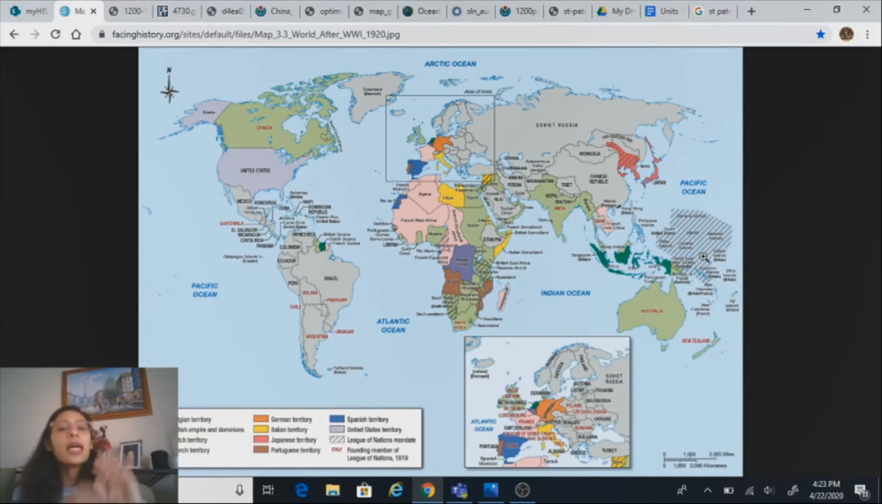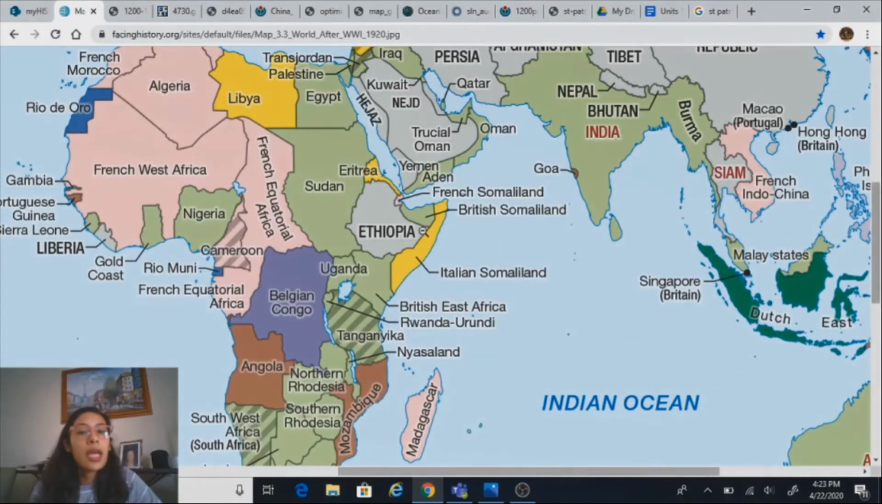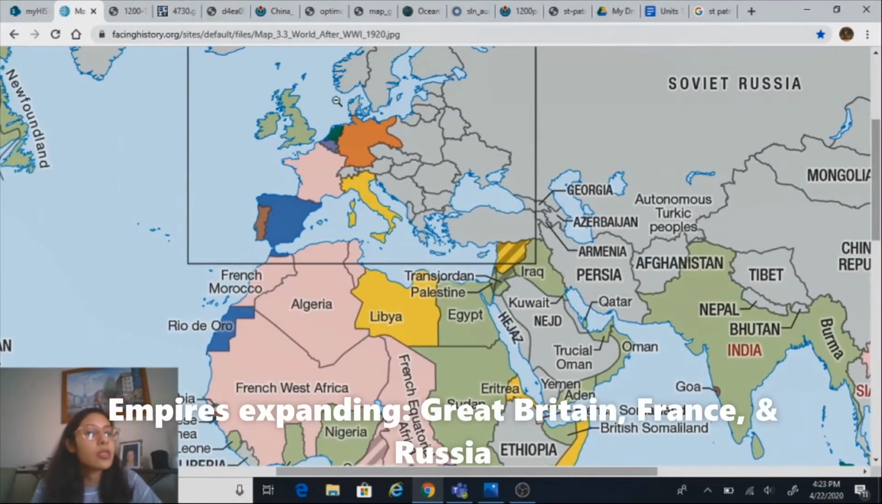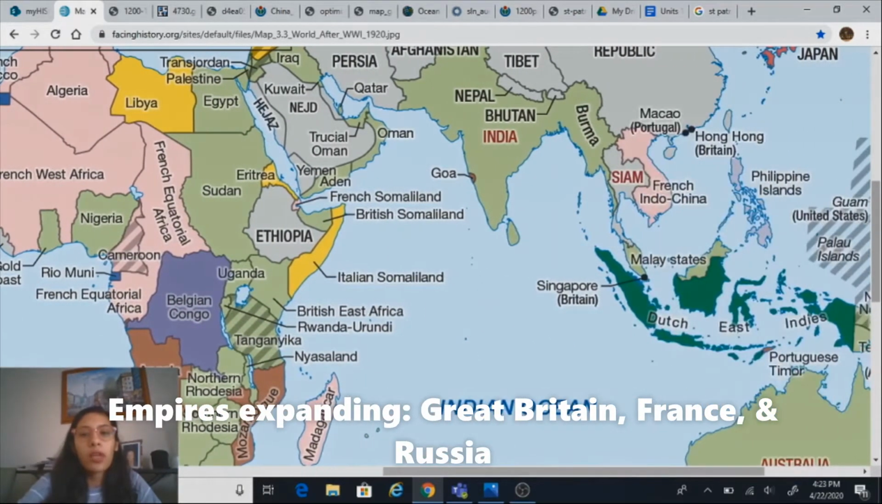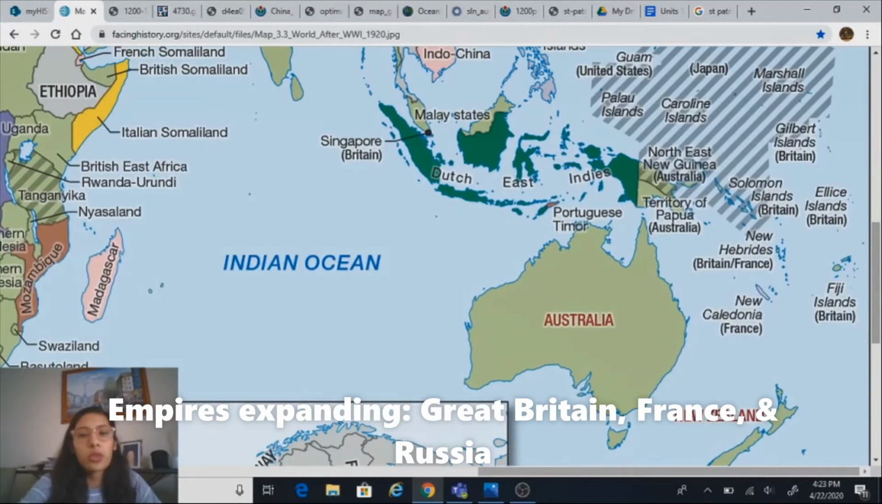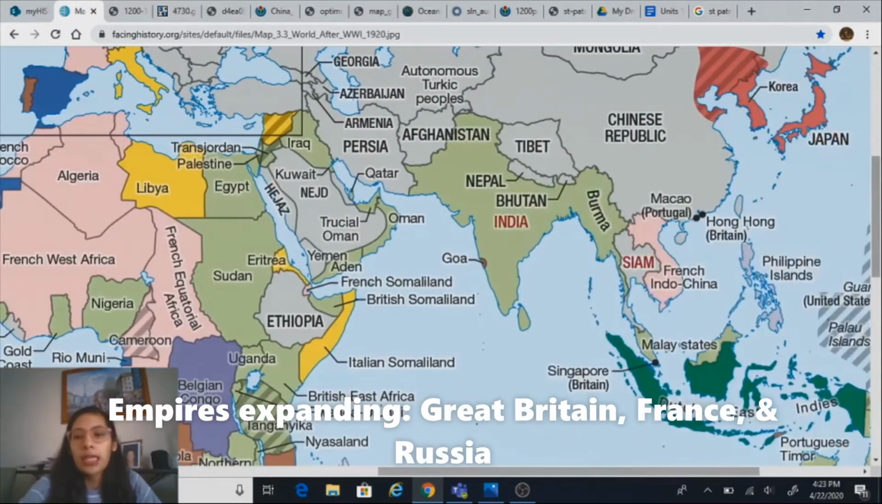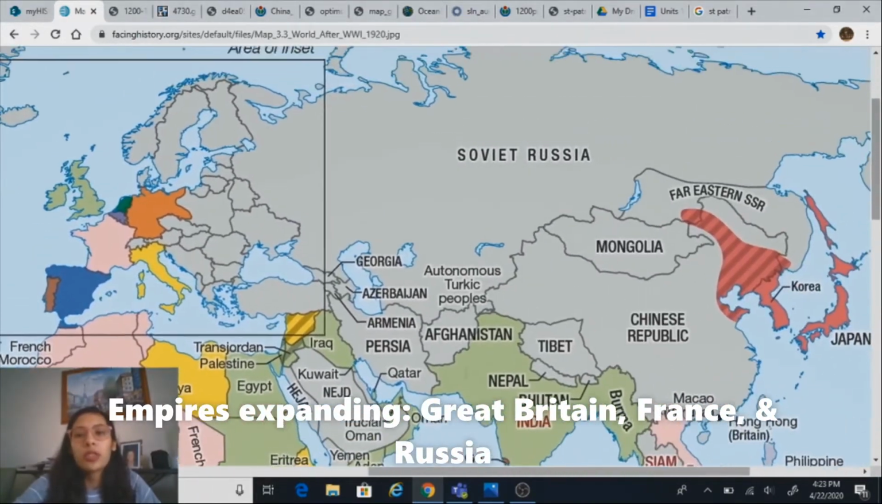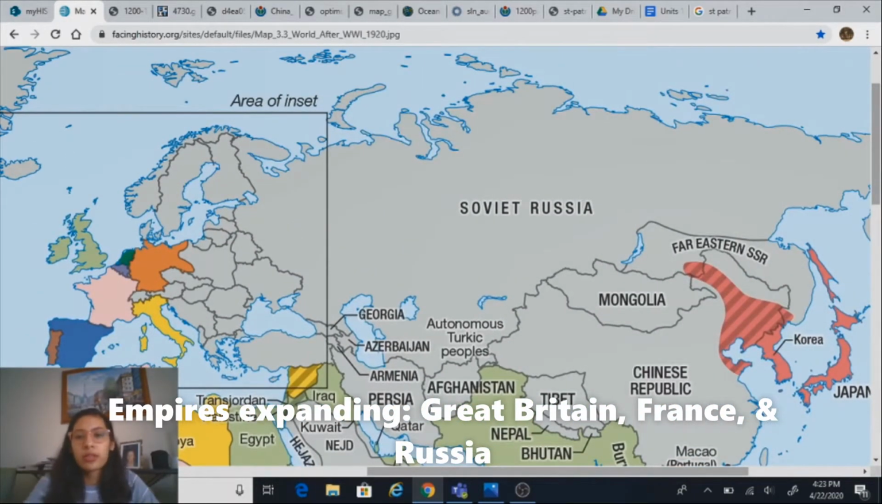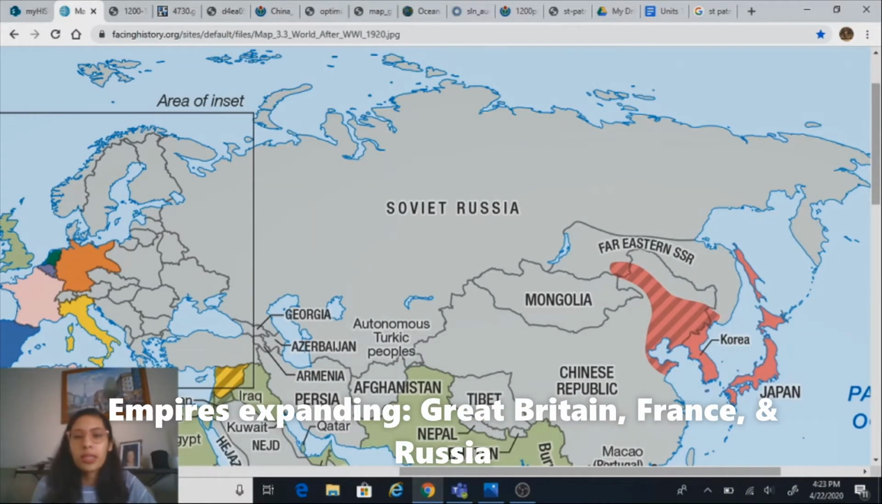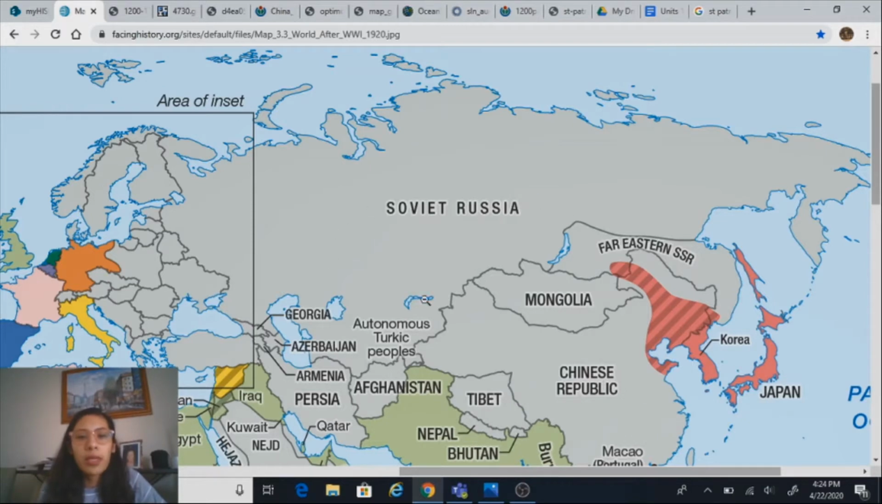Okay, so we're going to see some countries, some empires expand, and it's mostly Great Britain. Great Britain is in the green, and they're going to expand all over Africa, India. You can see they have some of Australia, and then we're also going to see France expand, and they're going to expand into Africa and Southeast Asia. And then we're also going to see Russia expand a little bit, like they're just going to kind of go off over there and kind of into China.